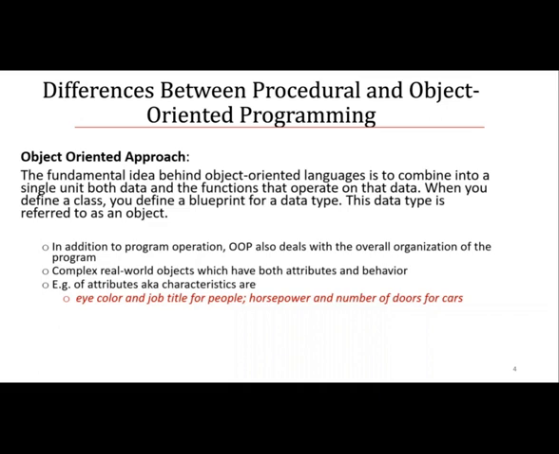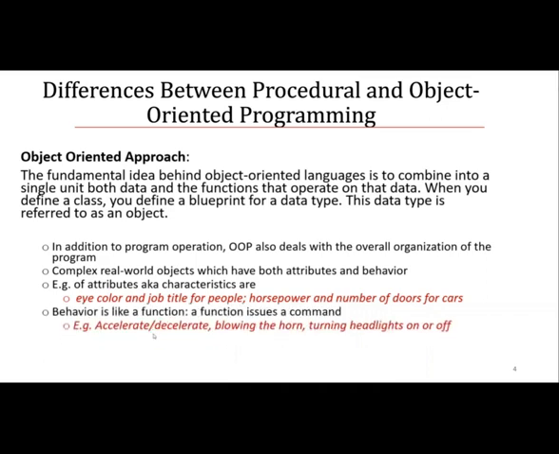Some characteristics or examples of attributes are eye color and job title for people, and also horsepower and number of doors for cars. Behavior is like a function, and functions issue commands. For instance, accelerate or decelerate, blowing the horn, or turning headlights on or off.